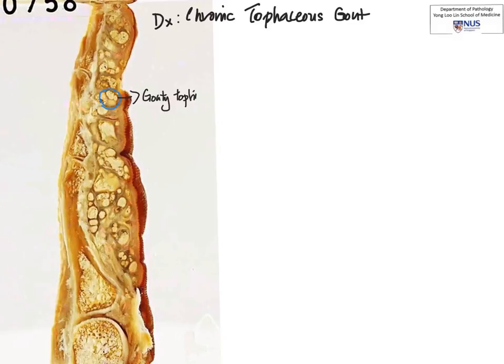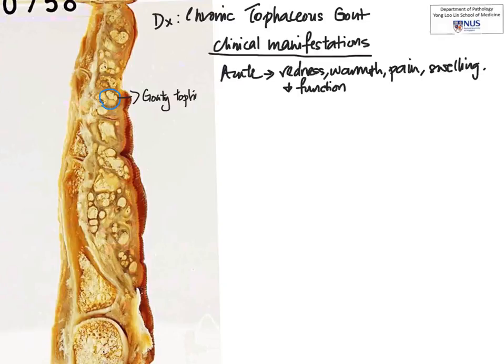Now let's look at some of the clinical manifestations of gout, and we can think about it in terms of the acute phase as well as the chronic phase. So acutely, whether these crystals are in the joint spaces or in the soft tissues, they would incite a very marked acute inflammatory reaction. So the patient would experience the signs of acute inflammation, as you can see here: redness, warmth, pain, swelling, and of course loss of function.